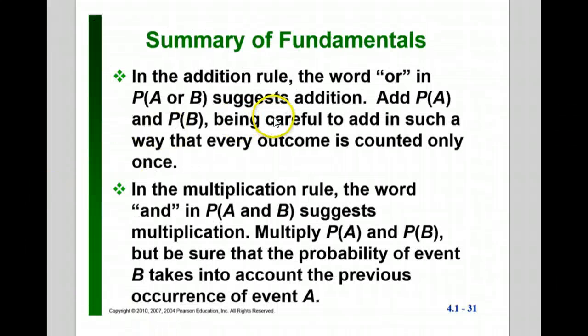And then the big summary. The addition rule: the word or suggests addition, and multiplication: the word and suggests multiplication. So when we're finding probabilities of compound events, we're looking to see if the words or and and are already there. If they're not, we're looking to reword the phrases to get those words in there, and then see if we can compute those probabilities, with the or and the and hinting at what operations we need to do to find them.